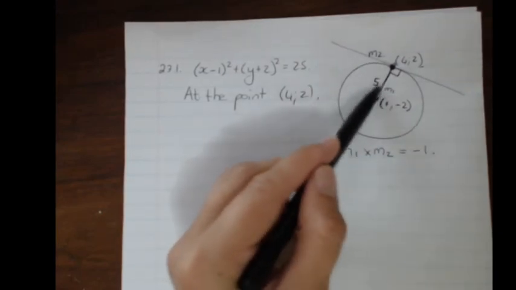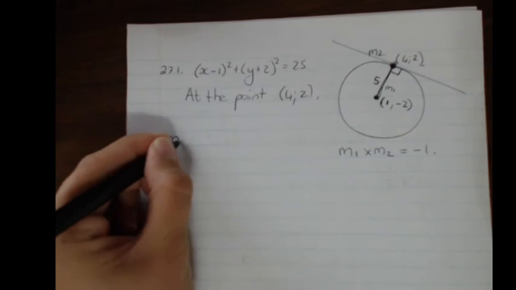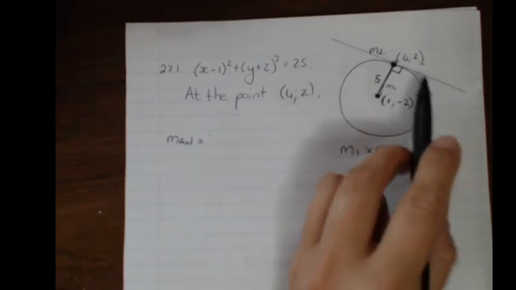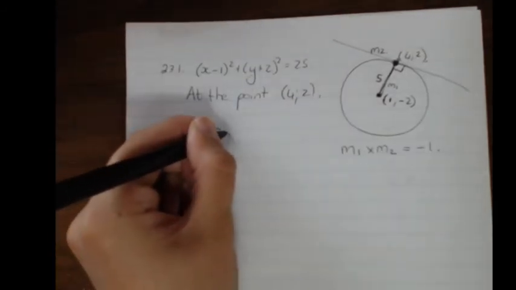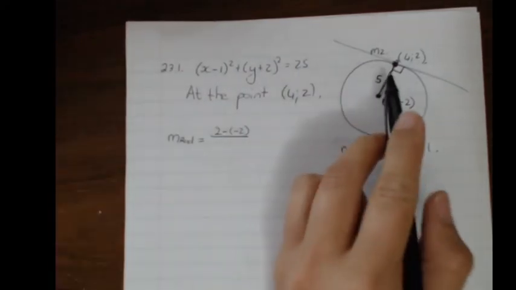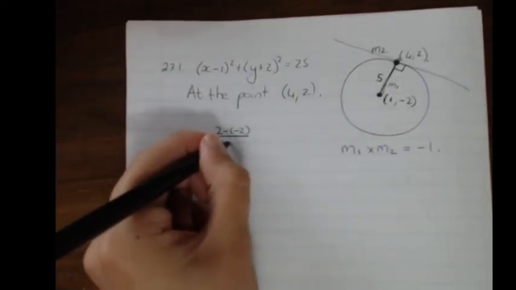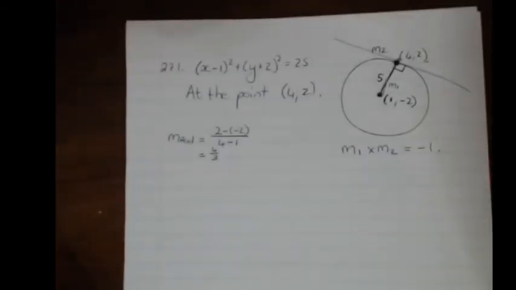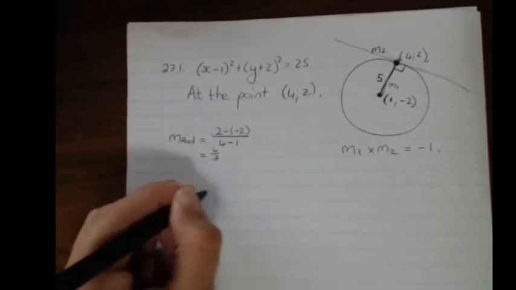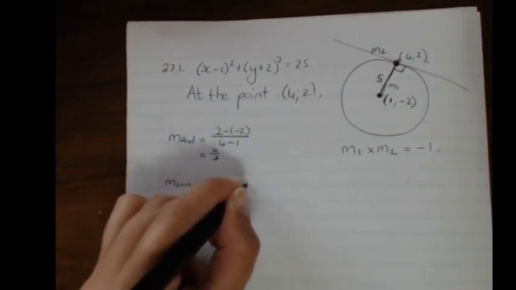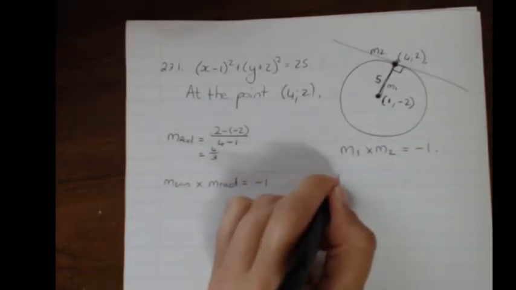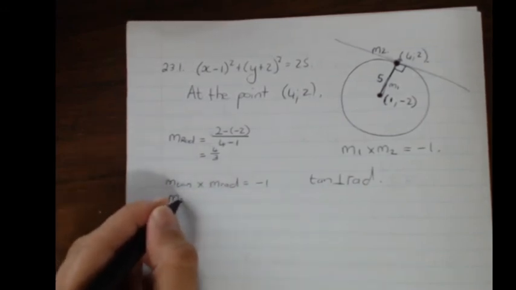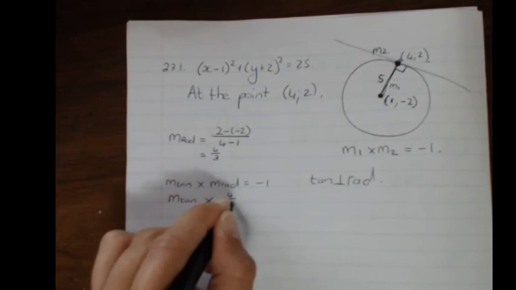So what I'm going to start with is to calculate the gradient of the radius. The gradient of the radius: difference in y, 2 minus −2, over difference in x, 4 minus 1, and that is 4 over 3. Then the gradient of the tangent times the gradient of the radius should be −1, because a tangent is perpendicular to a radius. The gradient of the radius I just calculated to be 4 over 3.